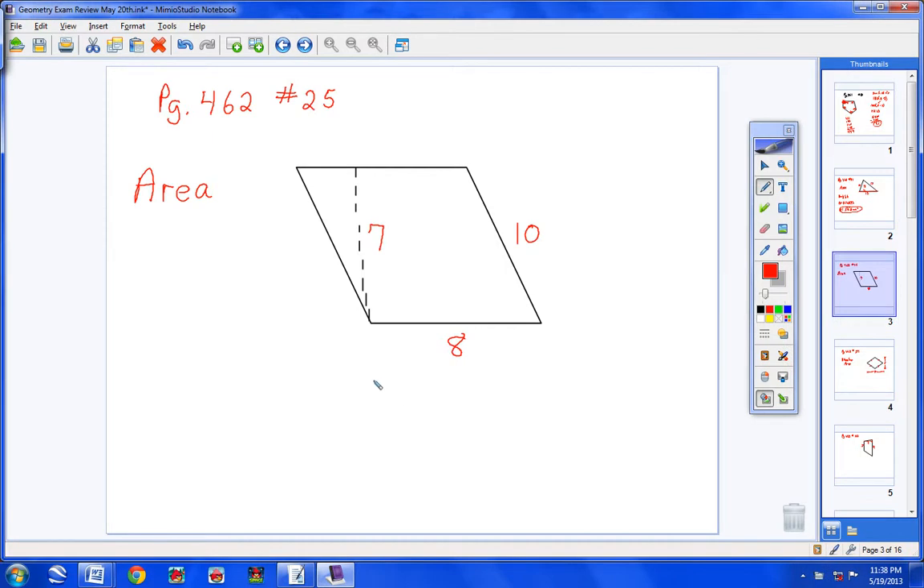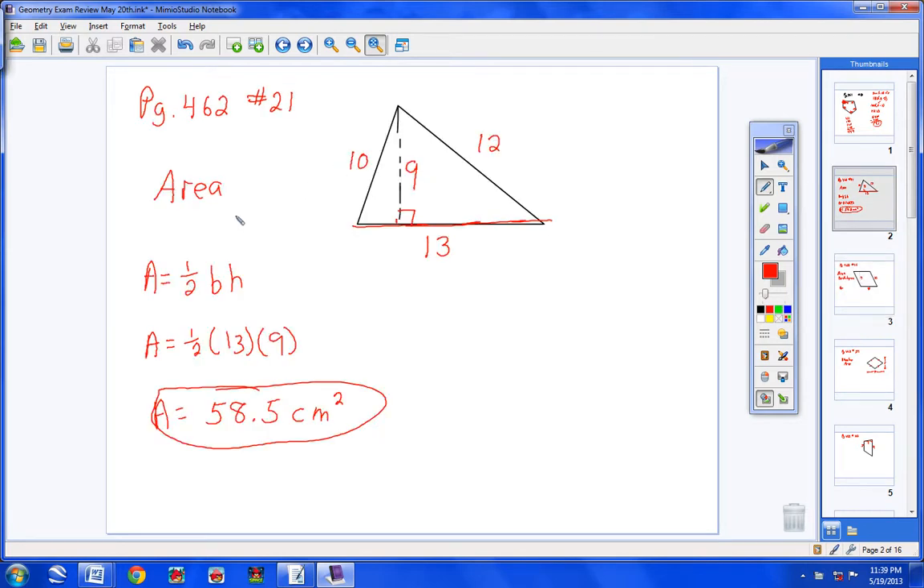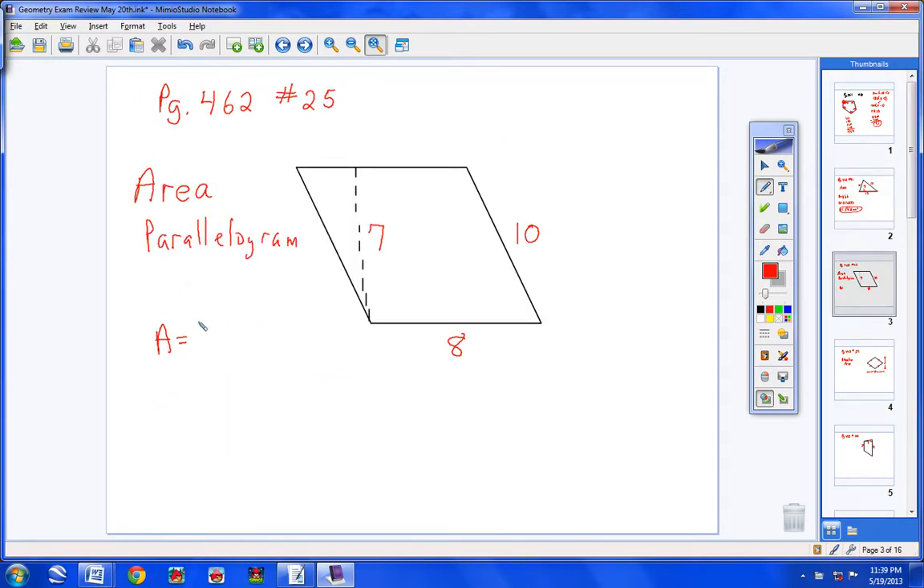If you're looking now at page 465 or 462, number 25, this is the area of a parallelogram. All right. A parallelogram. And the formula is this. Area equals, and by the way, on your cheat sheet, you're welcome to write area of parallelogram. That's totally fine. You just can't write down what the letters stand for. Like on the last problem, you can't write down B stands for base and A stands for height. You have to know that. Okay, area of a parallelogram is pretty simple. It's base times height. That's it, okay?